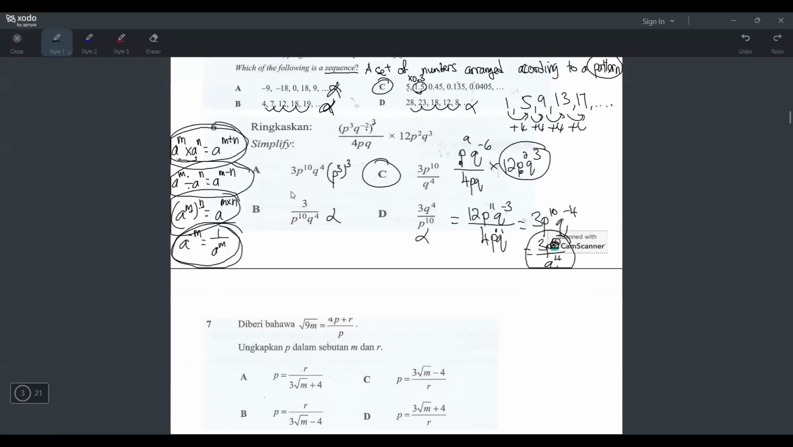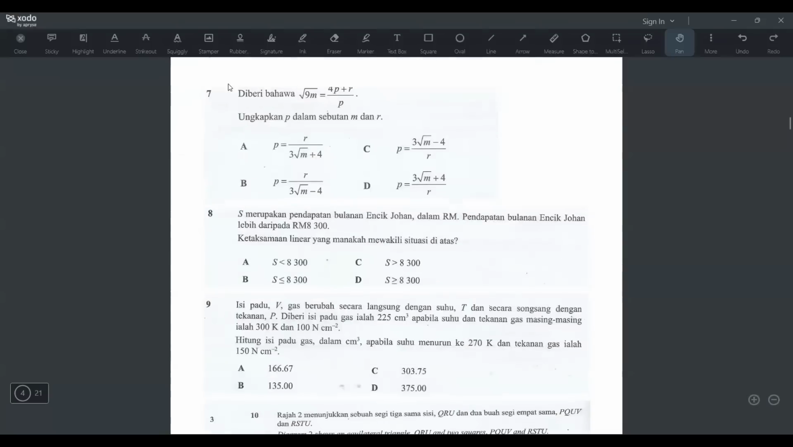Okay, A cannot, because A the q power 4, okay, my answer is q power negative 4 duduk atas, tapi dia punya q power 4 duduk atas. That's why it's wrong. So C baru betul. Okay, so you kena letak bawah jadi Q power 4. So number 6, jawapan betul dia adalah C.